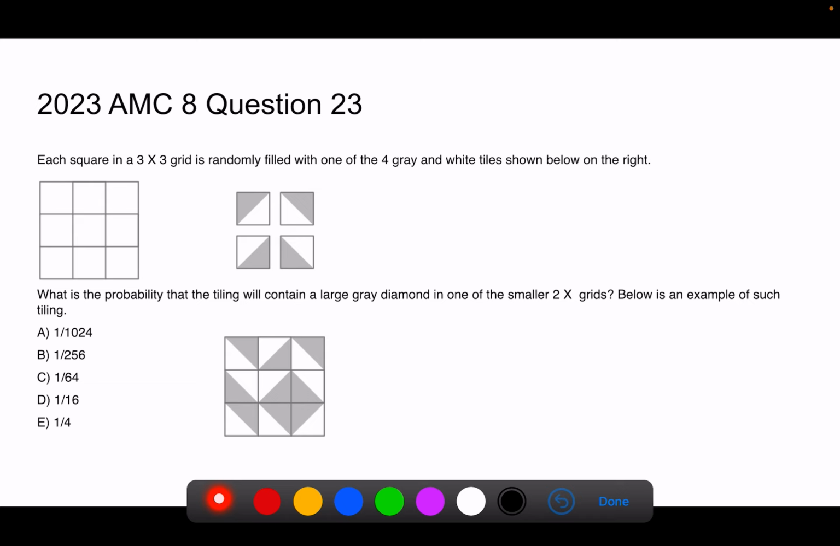2023 AMC 8, question 23. Each square in a 3x3 grid is randomly filled with one of the four gray and white tiles shown below on the right. What is the probability that the tiling will contain a large gray diamond in one of the smaller 2x2 grids? Below is an example of such tiling.